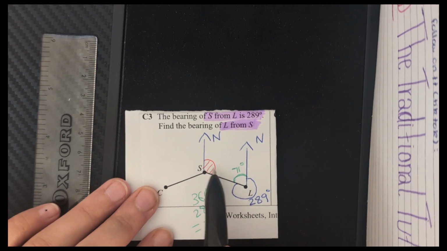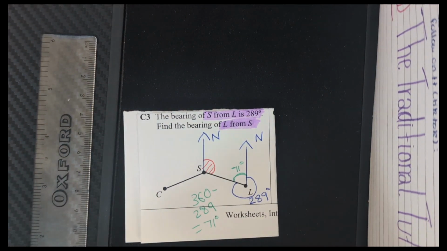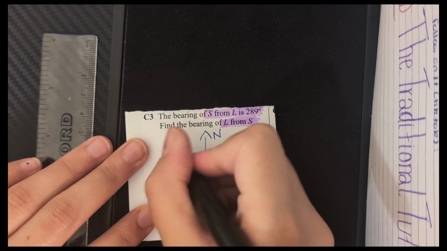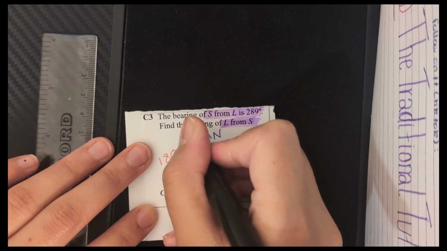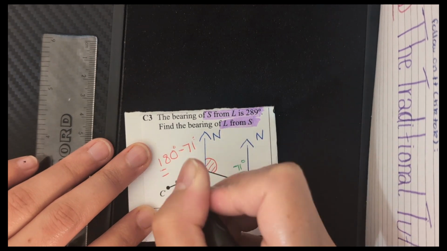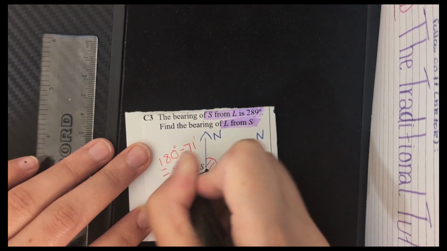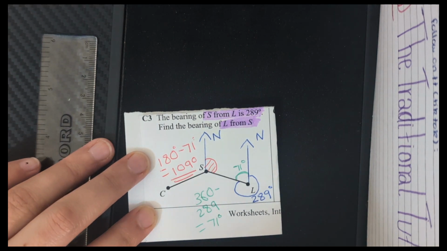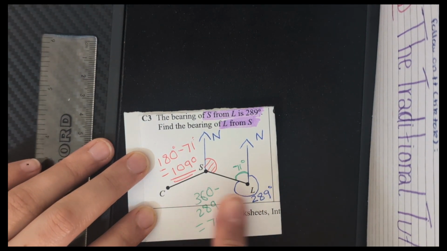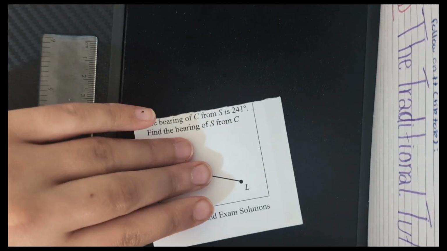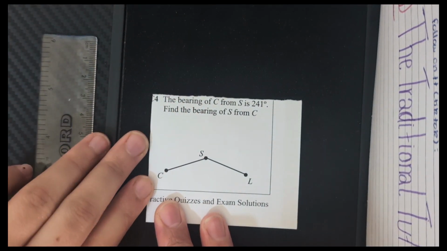And then lastly, I'm going to use the co-interior rule to work out my actual missing bearing. So that means I'm going to do 180 minus 71 degrees, which gives me finally 109 degrees, and that is my bearing of L from S.